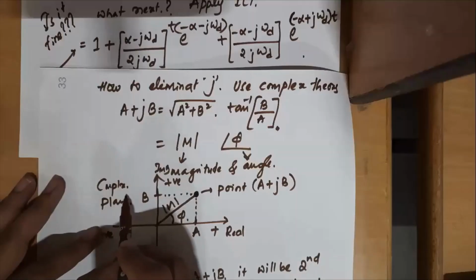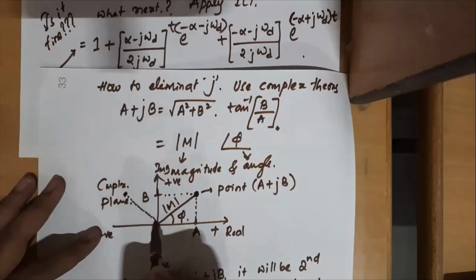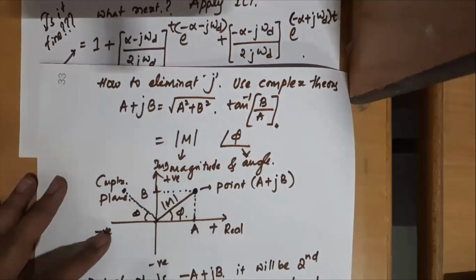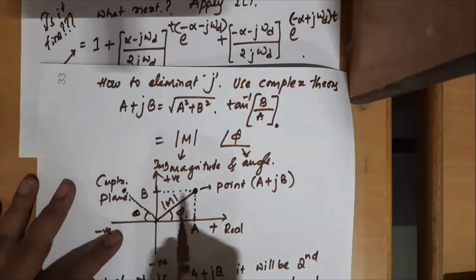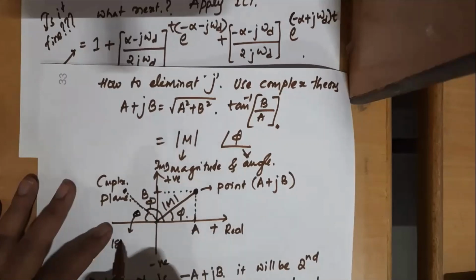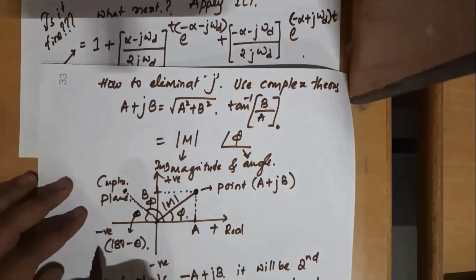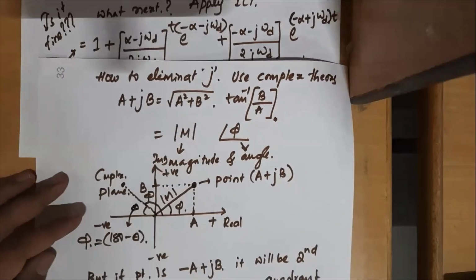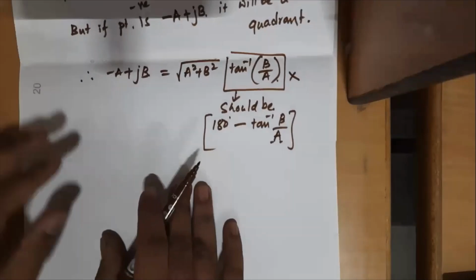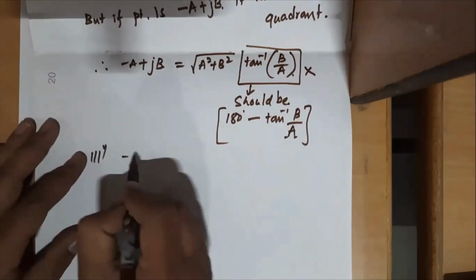So the second point will lie in the second quadrant, and we have say something theta. Let me call this theta. Theta, it is not phi. So this is theta, and phi is this angle. Phi is actually this angle. So how do we get phi? So phi equal to 180 minus theta. Fine. So that's how the complex number with a negative real part is represented.